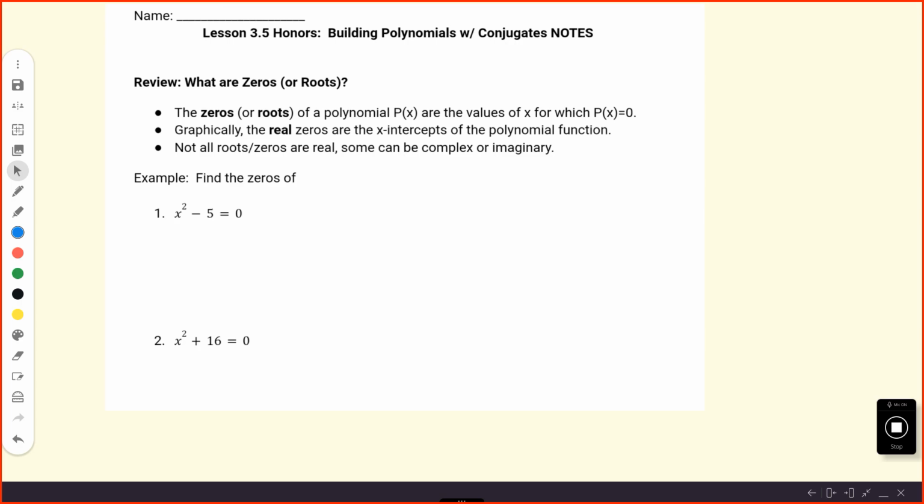But again, there are some roots that are not real. They're imaginary and complex roots. So how do we create or write our equation based on these roots, okay? So this is going to be our goal today, right?